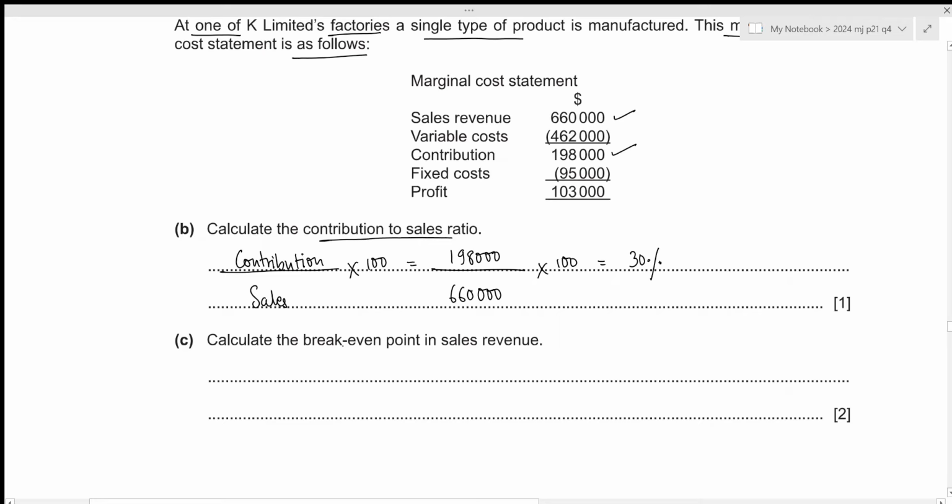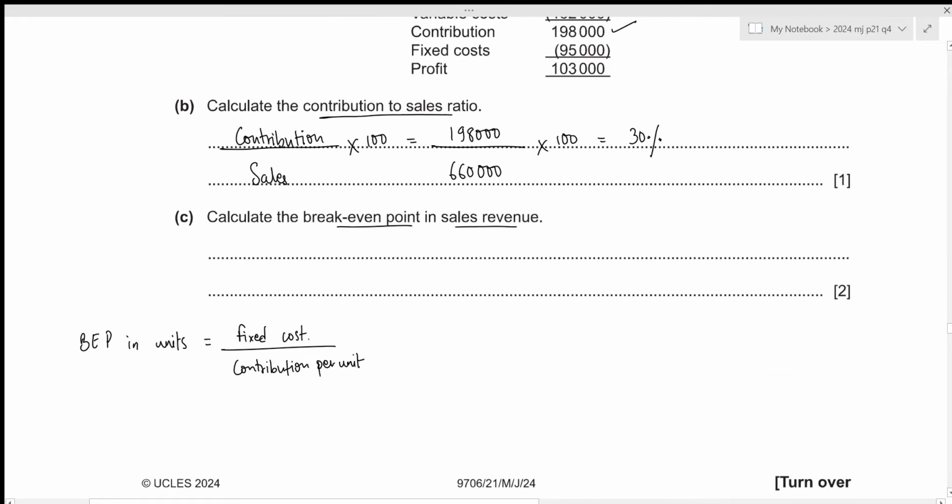Now for the third part, we need to calculate the break-even point in sales revenue. So remember that normally if you have to calculate the break-even point in units, our formula would be fixed cost divided by the contribution per unit. But since it's asking us to calculate the break-even point in sales revenue, the formula is just going to be break-even point in units times the selling price per unit.